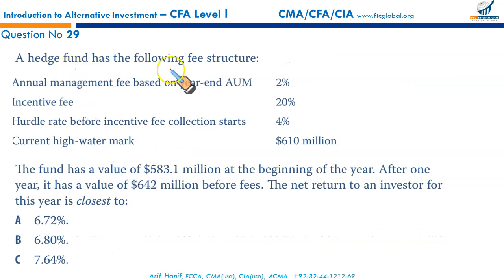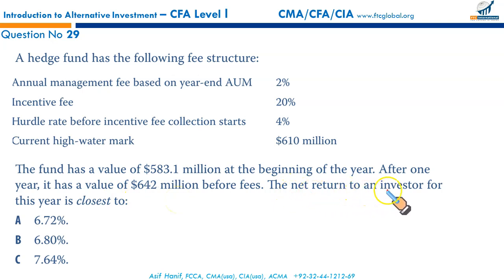A hedge fund has the following fee structure. Annual management fee based on year-end assets under management 2%, incentive fee 20%, hurdle rate before incentive fee collection starts 4%, current high water mark 610, which means incentive fee would be paid if the fund value is above 610. The fund has a value of 583.1 million at the beginning of the year. After 1 year, it has a value of 642 million before the fee.